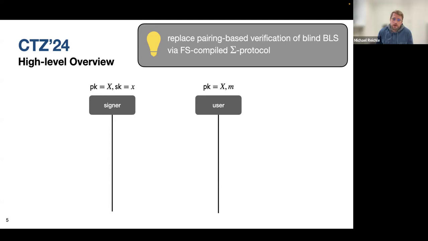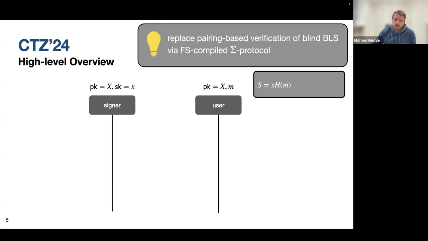CTZ, at least from my point of view, has as its main constructive insight that we can replace pairing-based verification for a pairing-based blind signature scheme with a Fiat-Shamir compiled Sigma protocol. And then we can build pairing-free blind signatures. The first two, BS1 and BS2, are based on BLS. So I mainly talk about these two schemes.